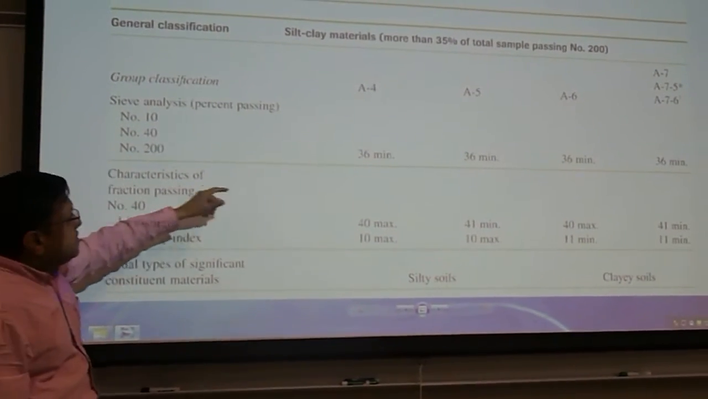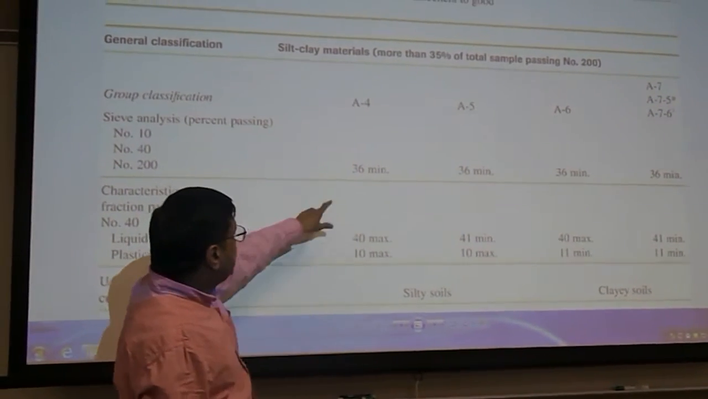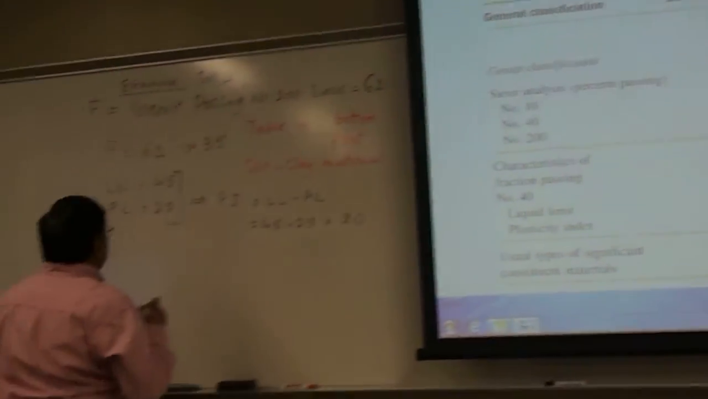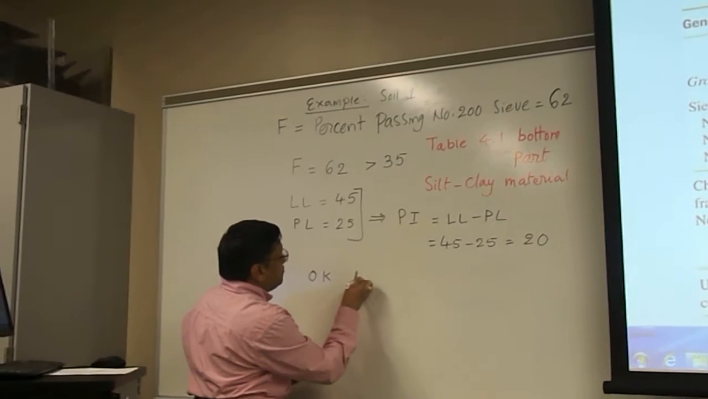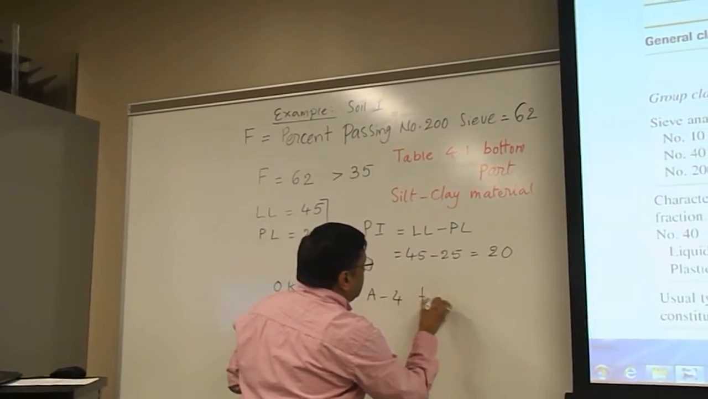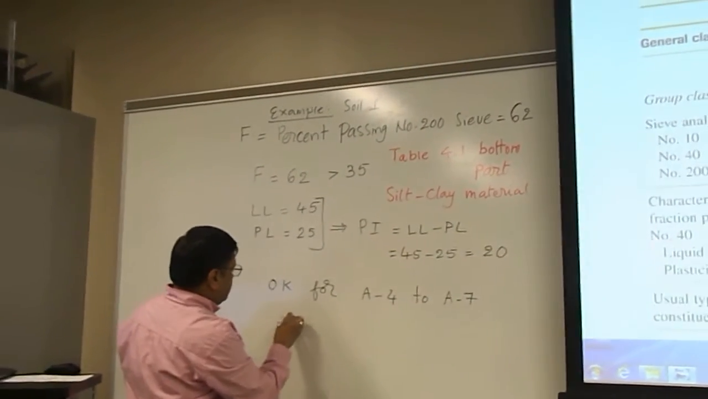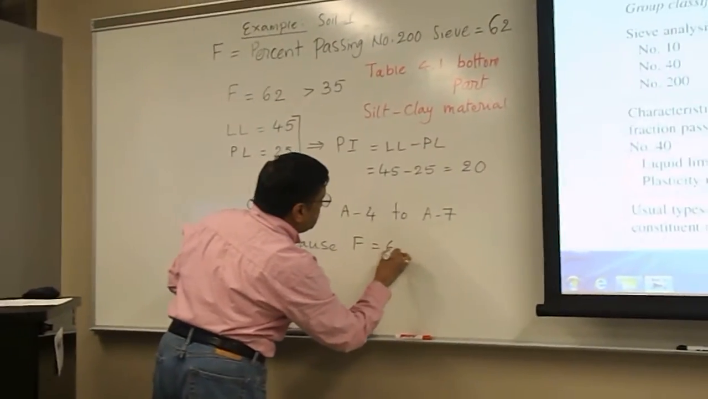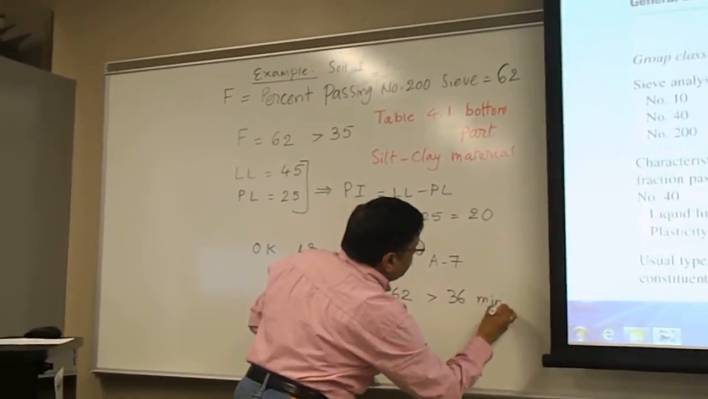So because F is 62, more than 36 minimum, this is okay for A4 to A7, because F is 62, more than 36 minimum.